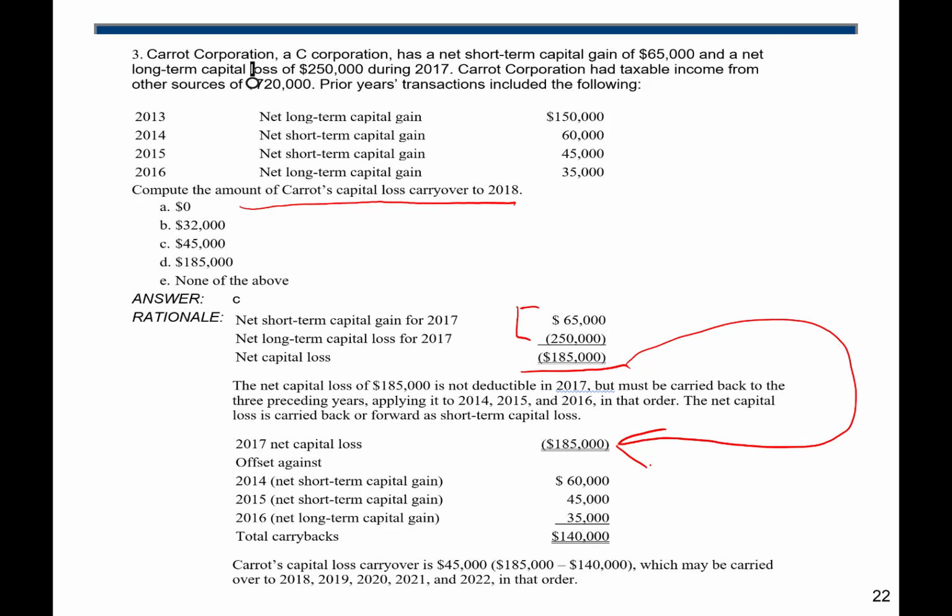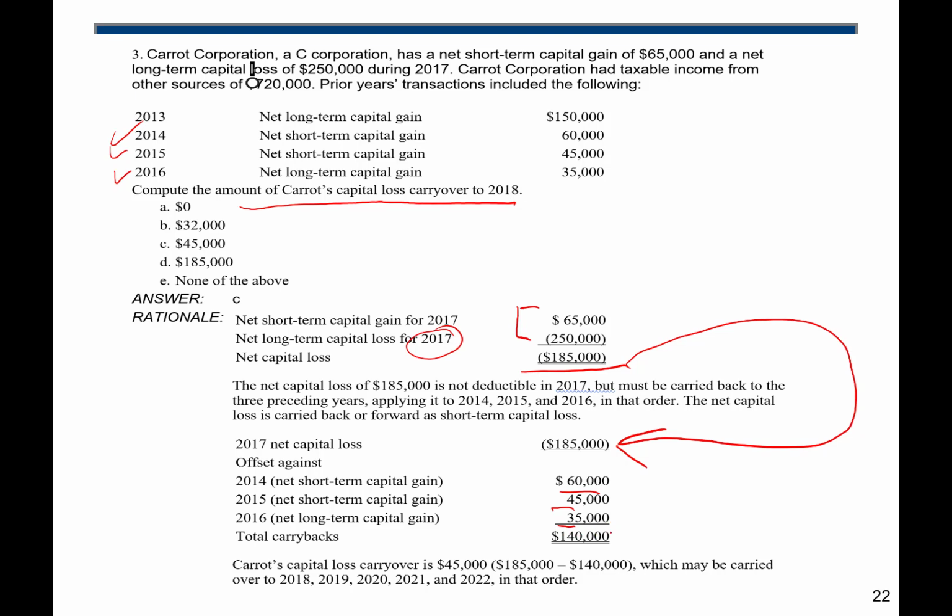Okay, so if we're sitting here and it's 2017, we can pick up 16, we can pick up 15, we can pick up 14. Oops, not 13, because that's more than 3 years, right? So we go ahead and we back those off. 60 would be the carry back for 14, and we have to go in that order. 45 would be the carry back for 15, and 35 the carry back for 16.